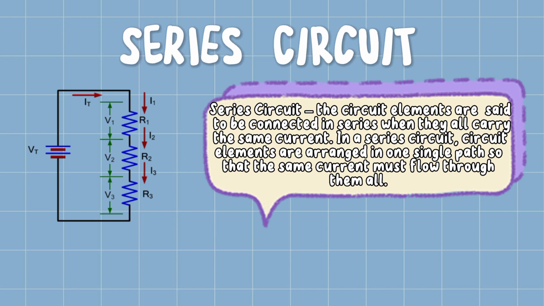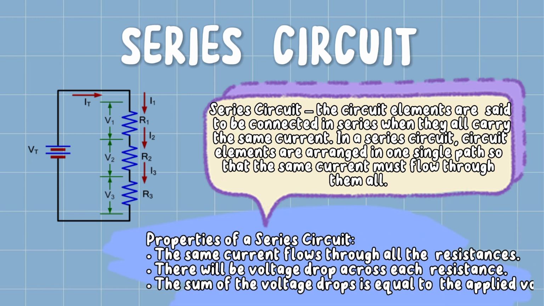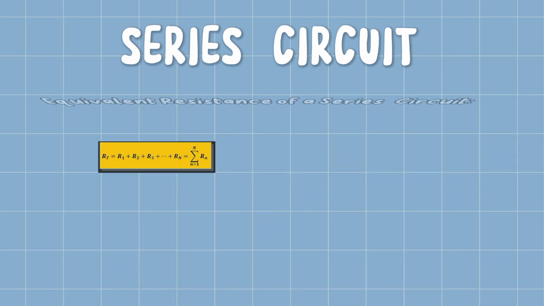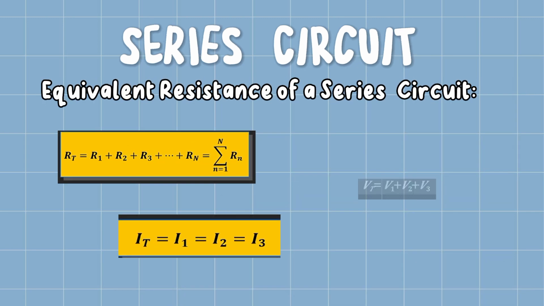In a series circuit, elements are arranged in one single path so that the same current must flow through them all. Properties of a series circuit: the same current flows through all the resistances. There will be a voltage drop across each resistance, and the sum of the voltage drops is equal to the applied voltage.